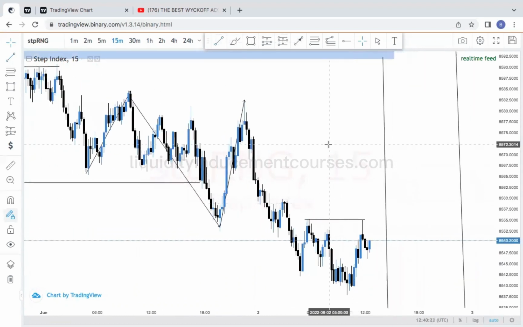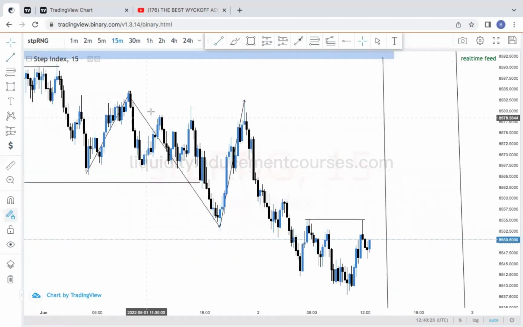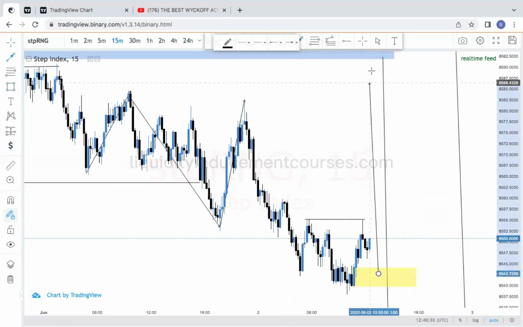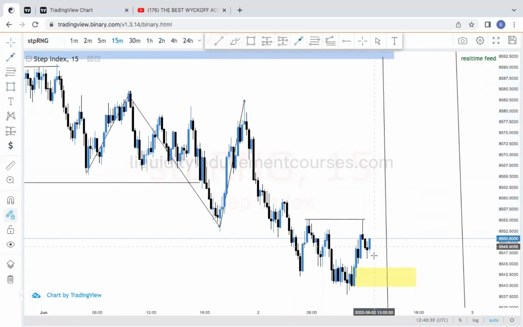Then I'll be looking forward to probably hedging this. Not actually hedging it. I'll be looking forward to taking price off this demand level, return to this demand level. I'll be looking forward to bias to the upside. Okay, and then when I get to the upside, I'll be selling from the upside in continuation of the trend.